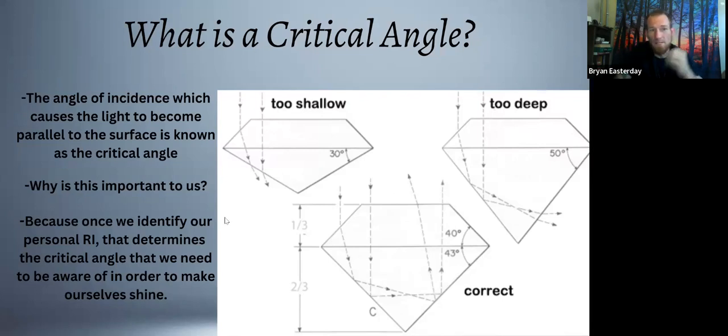So once we identify what our personal RI is, that determines the critical angle that we need to be aware of in order to make ourselves shine. So what do I mean by this? What I mean is that if you have a certain gift, a certain talent, whatever your RI is, whatever it is that you have to shine to the world, there is going to be a critical angle in your life. There are going to be certain circumstances, certain parameters in your life that will either allow that light to shine and you to be the best version of yourself, or not.